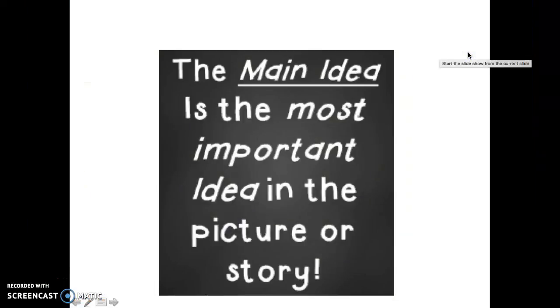Hi friends! Today we're going to be talking about the main idea of a picture or a story. The main idea is the most important idea in the picture or the story. Let's take a look at some pictures first.